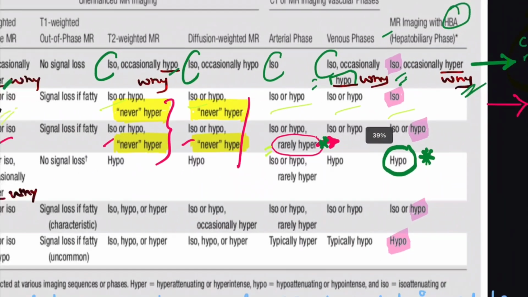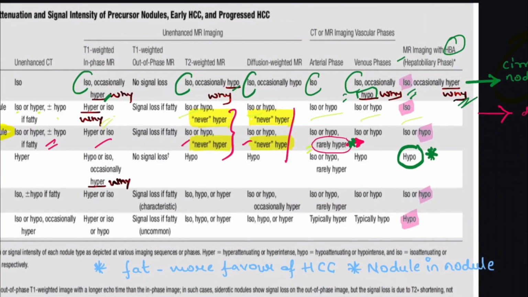Then next, we have to look for the venous phases. We all know the basics: HCC shows arterial hyperenhancement, then washout on portovenous phases and an enhancing capsule. But if a high grade dysplastic nodule is showing hyperenhancement, it won't show any washout on portovenous phase, or any capsule. So just remember this.